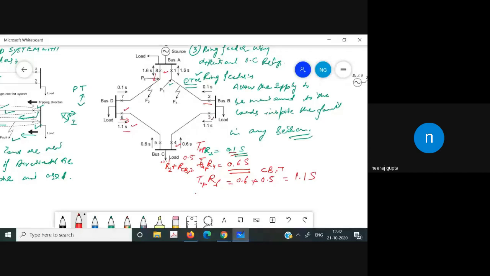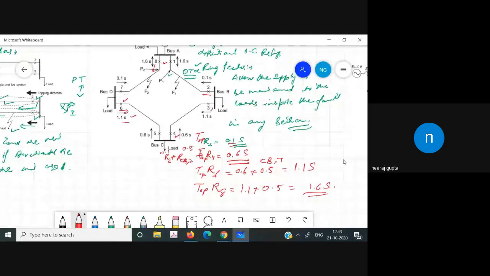And then we have the operating time of R8, which is equal to 1.1 plus the circuit breaker time 0.5, which is equal to 1.6 seconds. So this is how we have done this analysis, and this is how we have done the setting in case of the directional relay. So these are small examples.